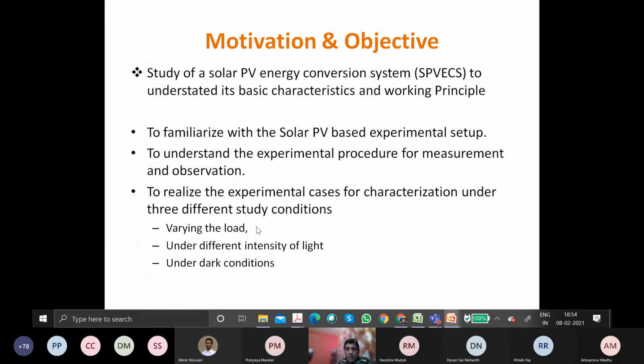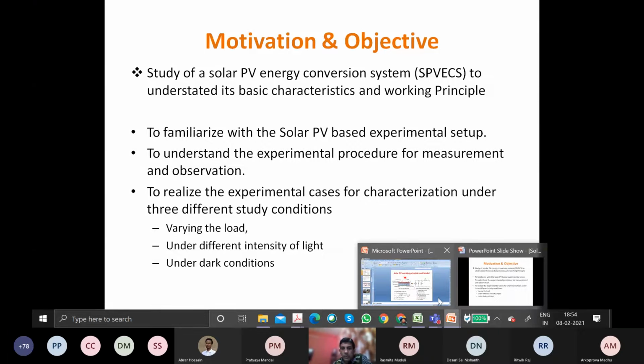What we do, we will vary the load in the first case under given artificial insolation. Then we will change the insolation, under different insolation conditions, and then we'll put the dark test also. So what do you think? Under the dark test, the behavior will be like the solar cell will be like a diode. Okay, so that is one of the cases we will do.